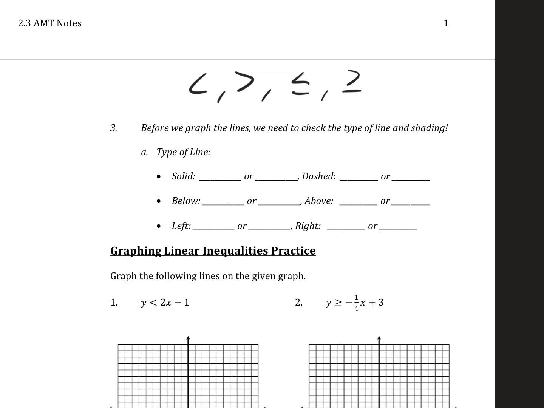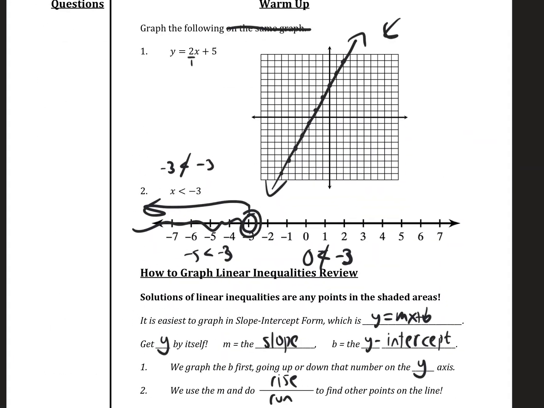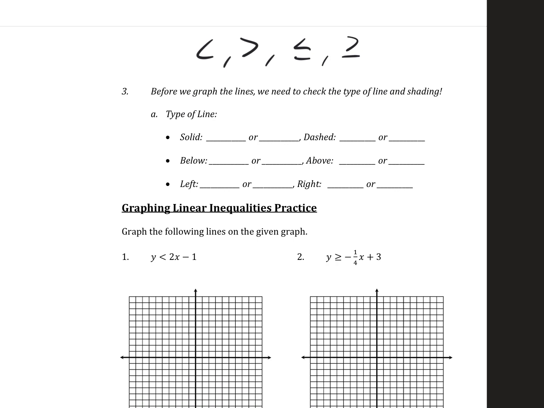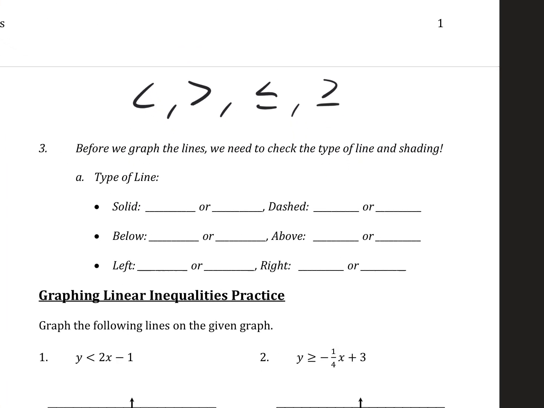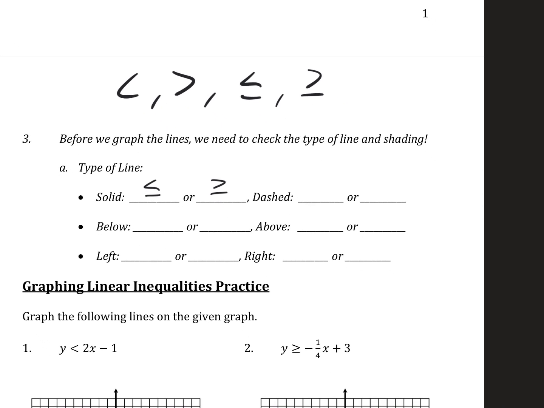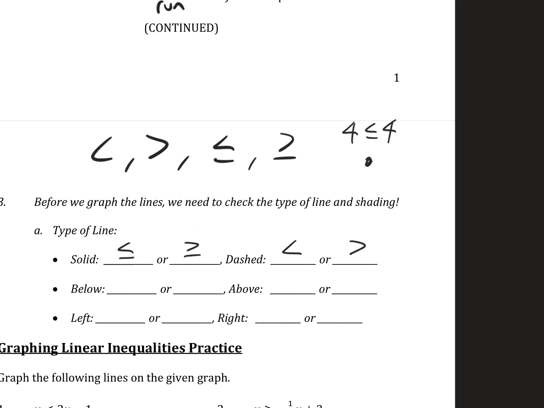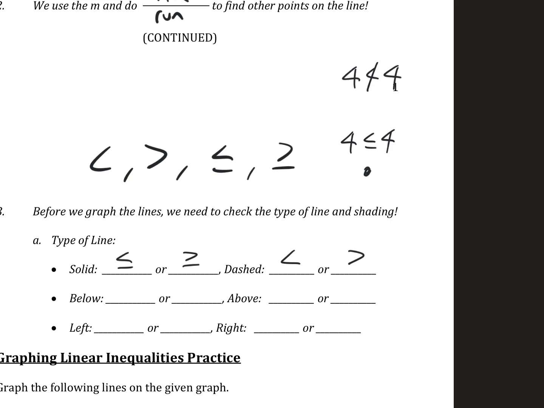Because an open circle, like up here, is basically a dashed line for these things. It means the line is not part of the solution, okay? So for a solid line, we're going to use less than or equal to or greater than or equal to, right? Because the line is part of the solution. If you get something like 4 is less than or equal to 4, well, it is equal to 4, so it would be part of the solution. So it's kind of like we use a closed dot on a graph. It means it's true, so that's why we use a solid line. A dashed line is going to be for less than or greater than. So 4 is not less than 4, so it would not be part of the solution.